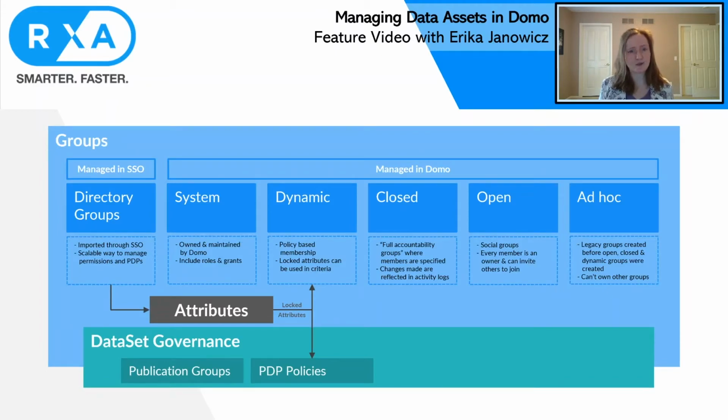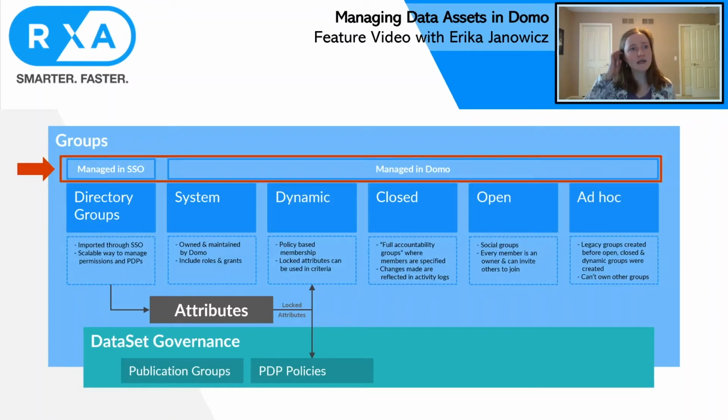Let's expand this a little bit, and we're going to see them side by side with a little bit more detail. The first part I want to highlight is where groups are managed. Say your company wants to utilize single sign-on for accessing Domo. Directory groups are imported through a single sign-on, and they are managed through your organization's Active Directory. The benefit of using SSO really comes down to the downstream impact and overall maintenance of your instance.